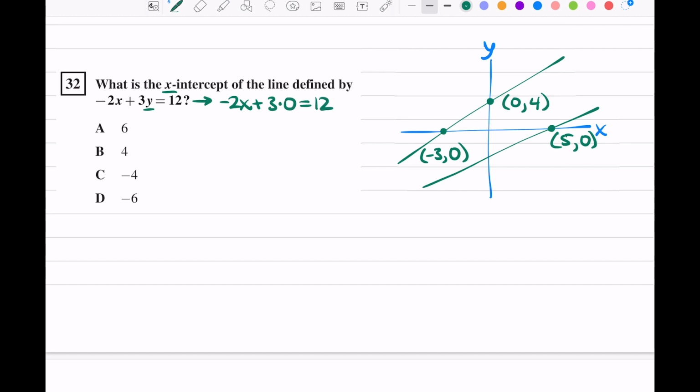And solve for x. On our left side, we have negative 2x. And then 3 times 0 is 0. So this piece disappears. And on the right side, we have 12. To get x by itself, we divide by negative 2 on both sides. On the left side, we just have our x. And on the right side, 12 divided by negative 2 gives us negative 6. So this line has an x-intercept at negative 6, 0. And again, the options are just giving this x-coordinate. So that would be option D.